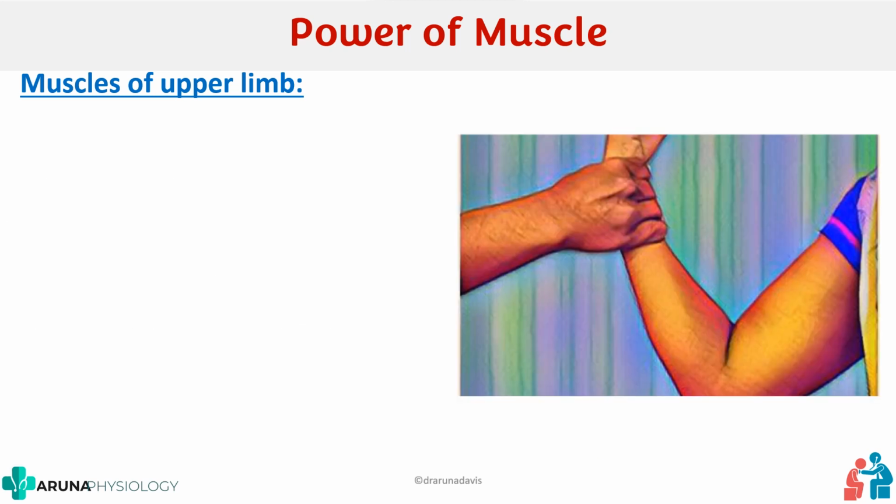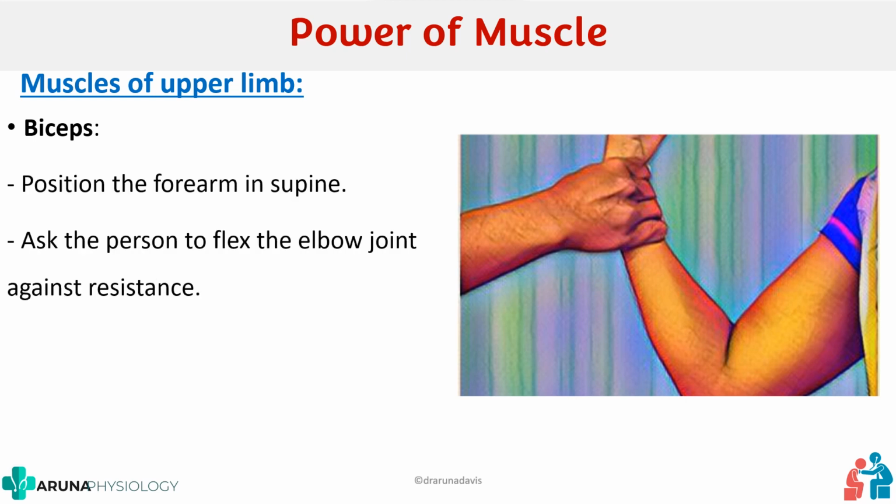The next muscle that we have to check for power is the biceps muscle. To check the power of the biceps, we can ask the subject to position the forearm in the supine position. Remember, that is the difference between examination of brachioradialis and biceps. In brachioradialis, the position was mid-prone, whereas in biceps, the position is supine. The rest is the same. You ask the subject to flex the forearm at the elbow joint while you apply resistance. So the hand should be in the supine position and then flex it against resistance. That is how you'll check for the biceps muscle.